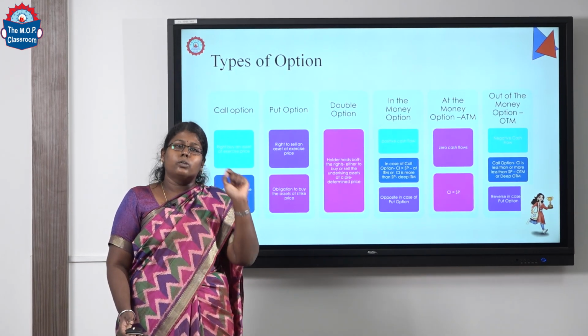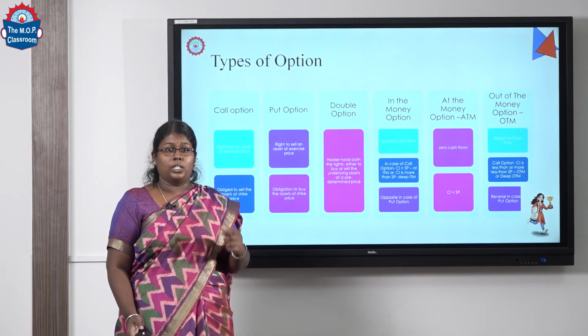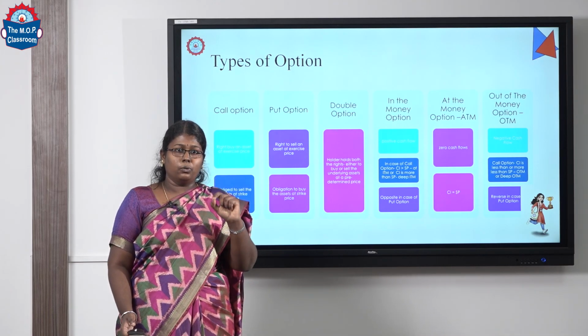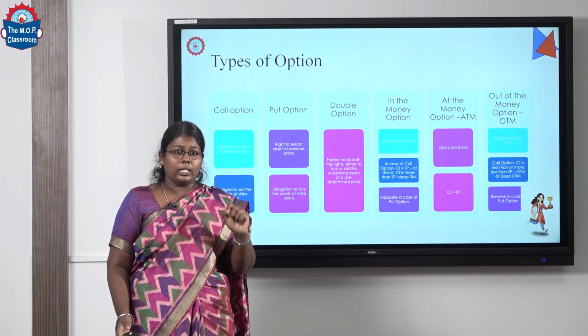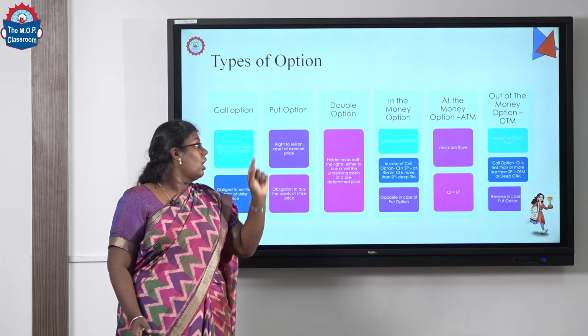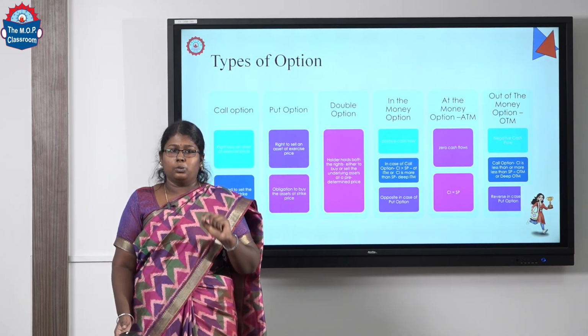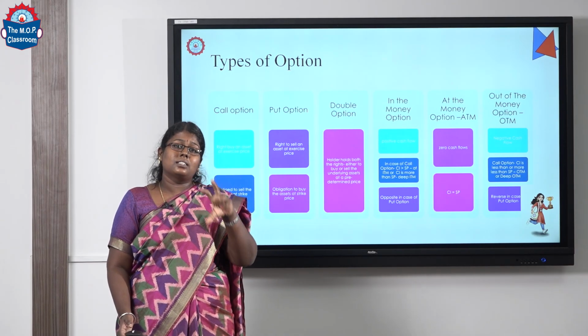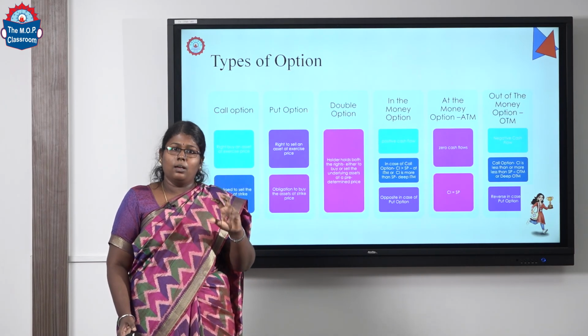Whenever we get a gain out of exercising the right of call, put or double option, it will be called an in the money option. But if there is no profit or no loss, it will be called an at the money option. And if there is a loss, it will be identified as an out of the money option, or OTM. So these are the various types of options in the market.